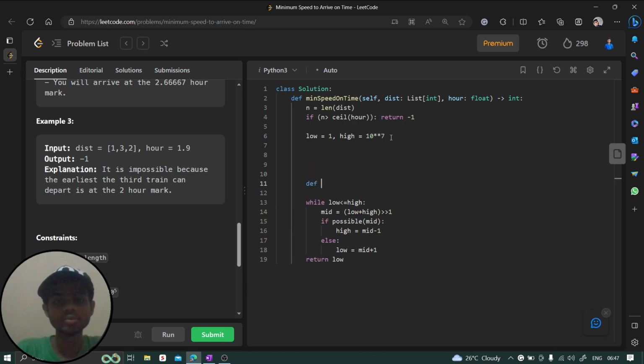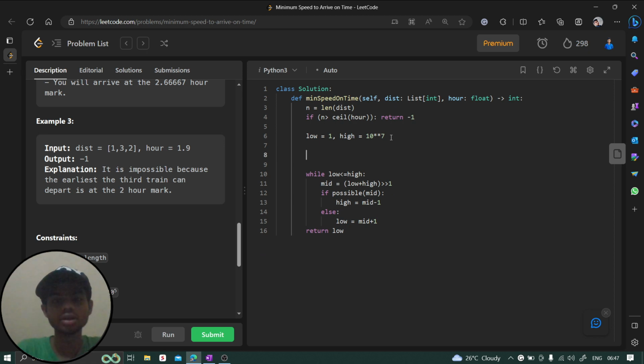So I'm going to say define possible. I have given much space. So what is this function going to do? This function is going to take a speed, right? Fine, and we're going to say fine if it is taking a speed, cool.